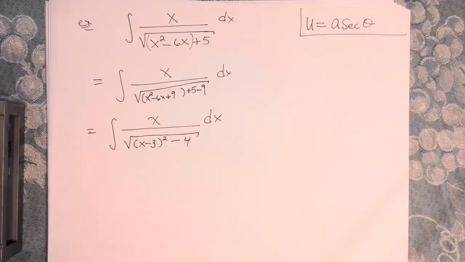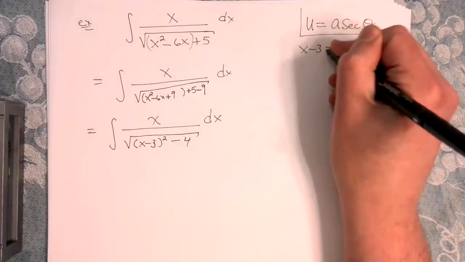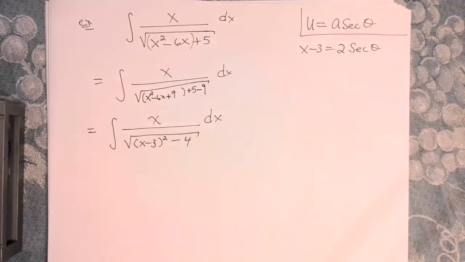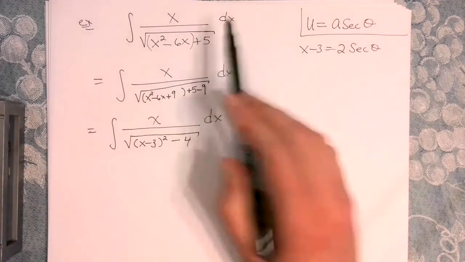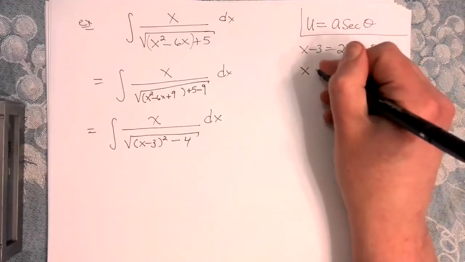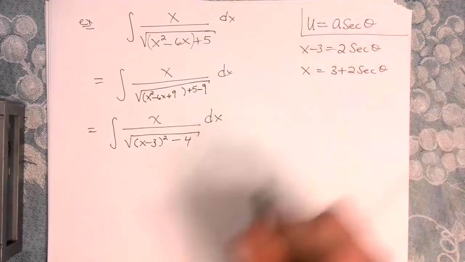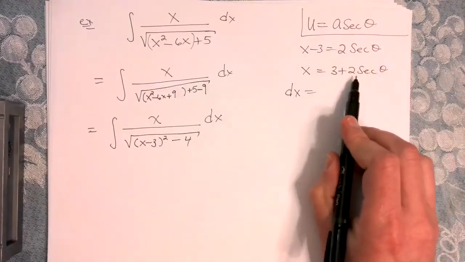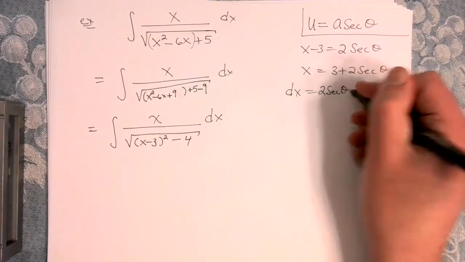To make a secant substitution, we're going to say u is equal to a secant of theta. Really, really neat. Because I need to find dx, let's get x by itself. So I'm going to add 3 to both sides, and then I can take the derivative carefully. Derivative of 3 is 0. Derivative of secant is secant tan of the same angle theta.